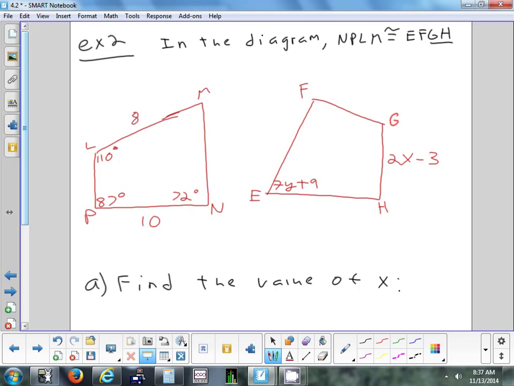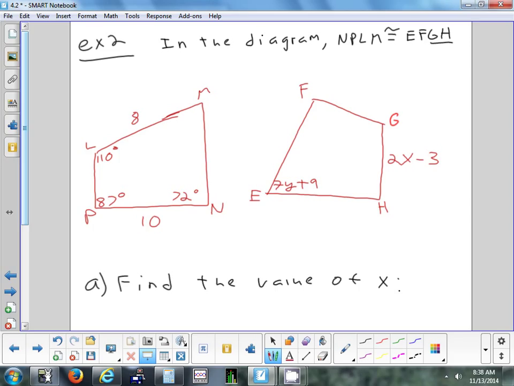Just look at the position in the congruence statement. LP. No, not LP. LP would be GF. LP would go with GF. Yep. PN. PN would go with FE. I can't tell. Right? So you're looking at the position. First letter goes with first letter, second with second, third with third, fourth with fourth.